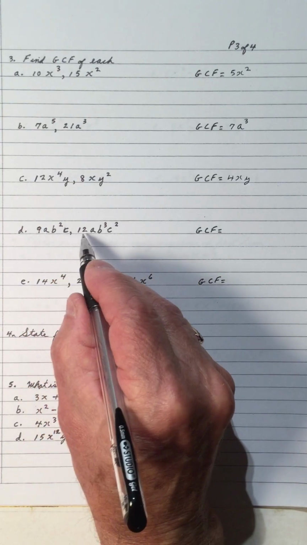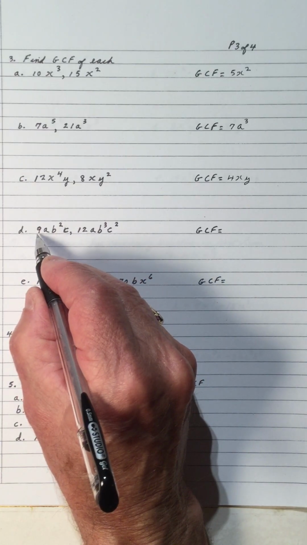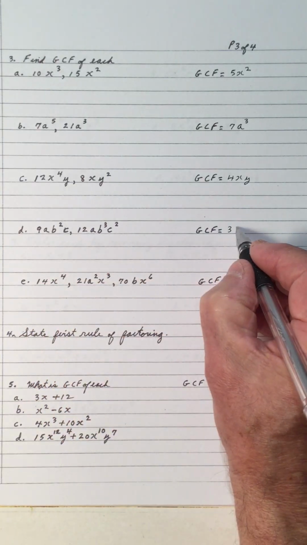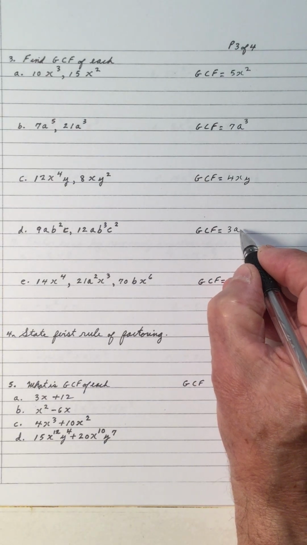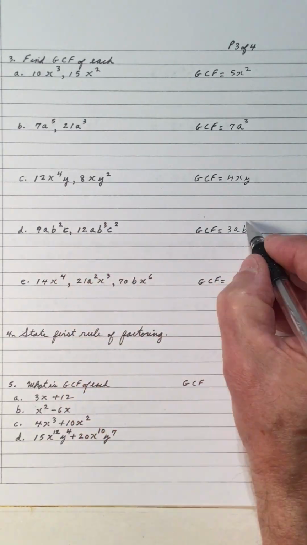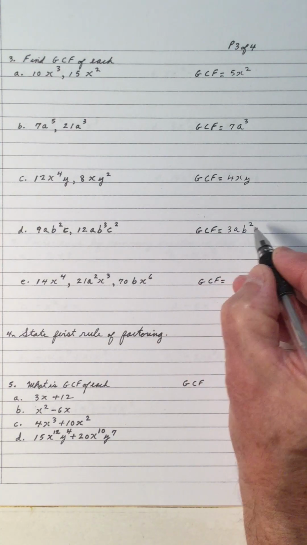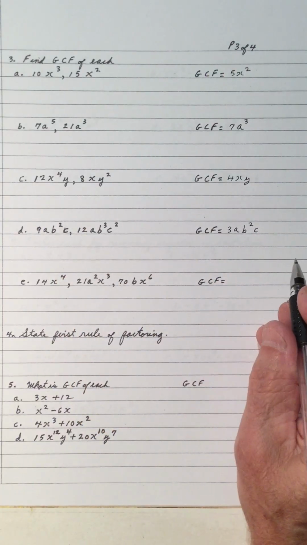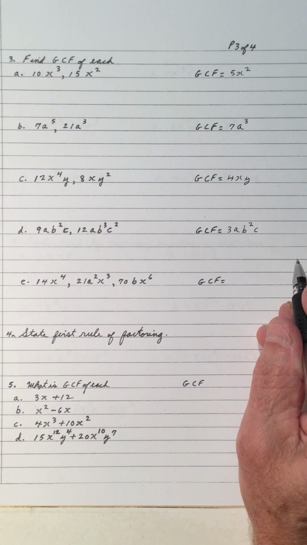D, 9 and 12, smallest number is 9. 9 is not a factor of 12, but 3 is. 3 is a factor of both of these, so 3 is the GCF. We have a in every term, so we write it down. So a to the 1, a to the 1, so a to the 1. We have a b in every term, so b squared, b cubed. b squared is the smallest. We have a c in every term, write that down. The smallest exponent is 1, understood. So 3a b squared c is the GCF.